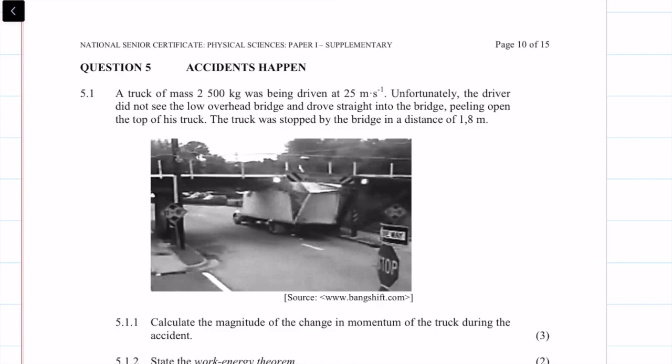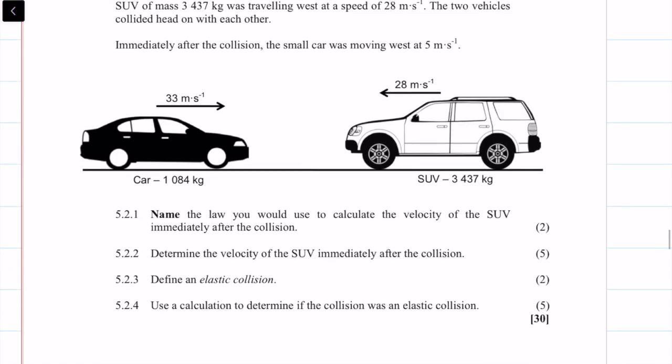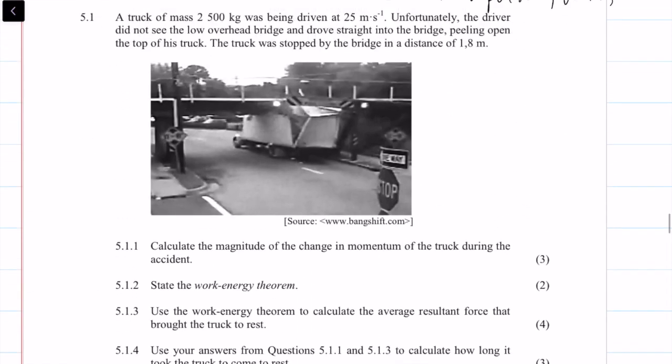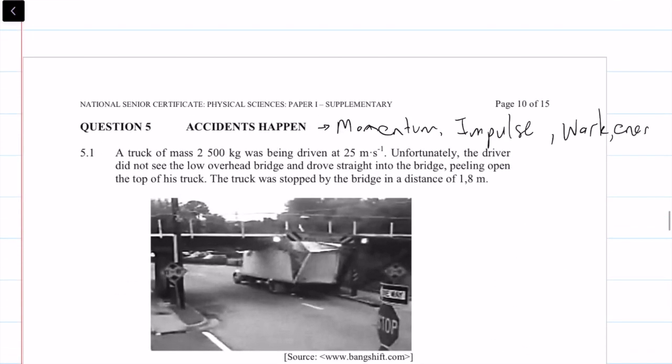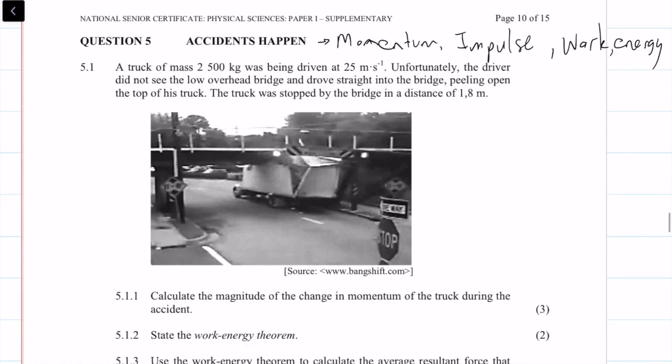It's called Accidents Happen, but it's mostly, let's say, on momentum, impulse. Let's see, there's a bit of work and energy. Let's see what else I can see. Yeah, so that's, I'd say, work, energy. Okay, so those are the sections that this question will probably cover. Okay, so let's get into it.